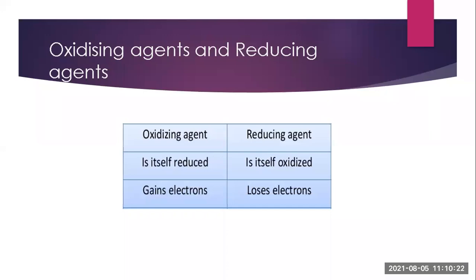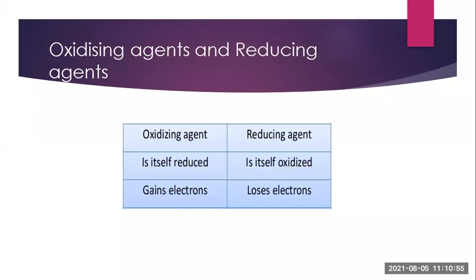Now you might have seen that while booking tickets, sometimes you tell an agent to book the ticket. In that case, the agent will not book his own ticket. He will book your ticket only. In the same way, the oxidizing agent will itself not undergo oxidation, but it will make the oxidation of the other element or compound present in the chemical reaction. But it will itself undergo reduction.